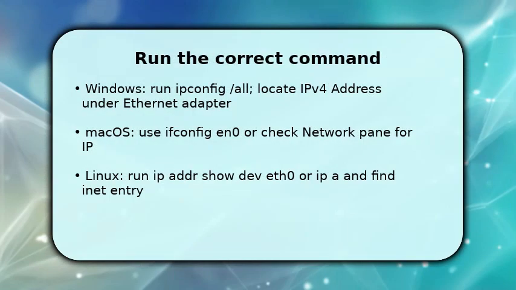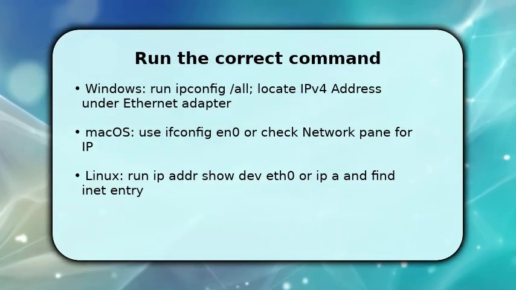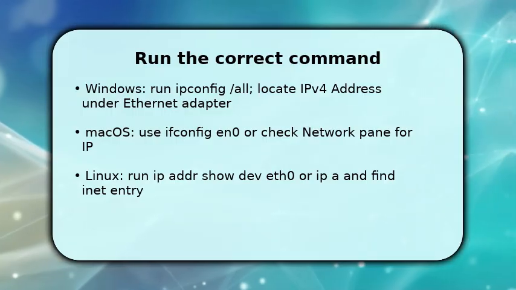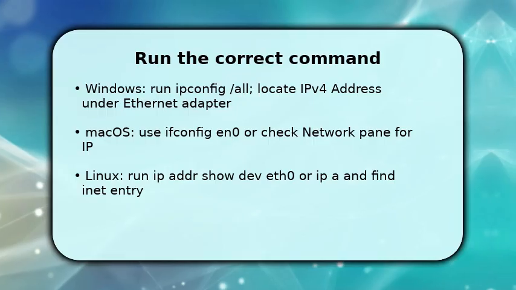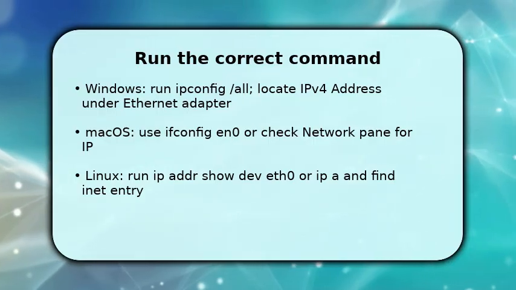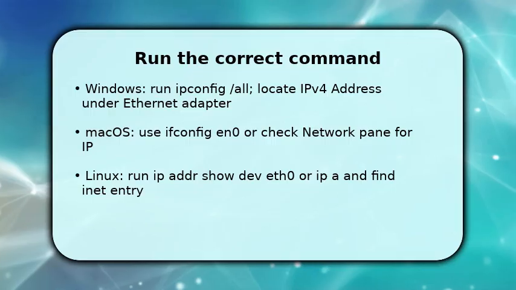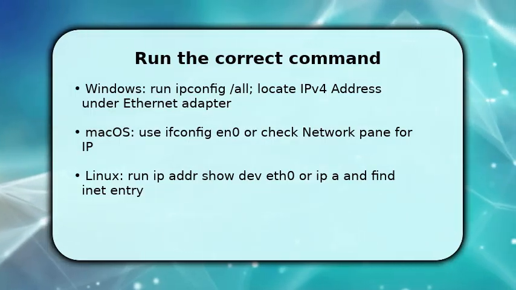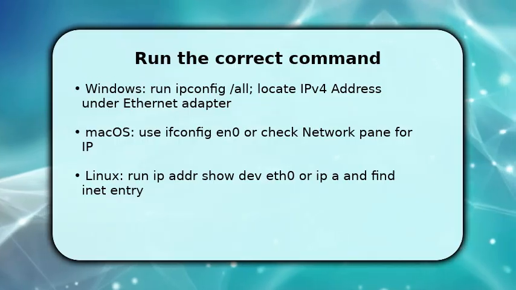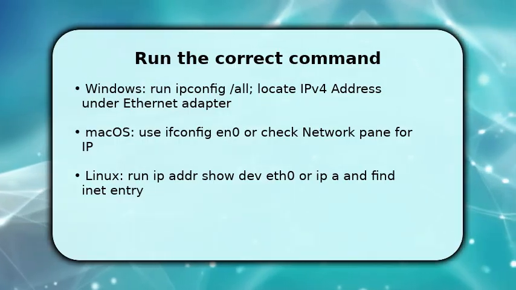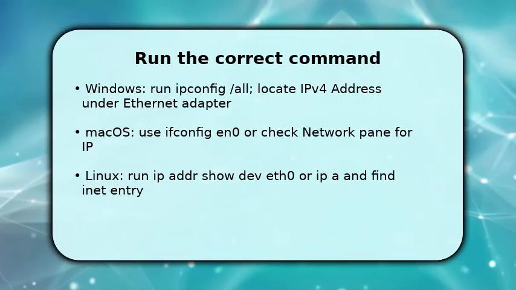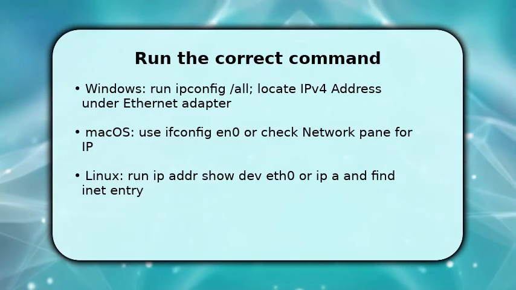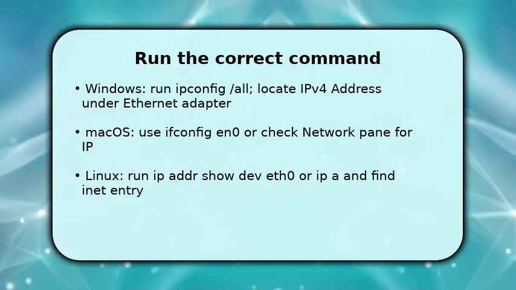Now run the OS-specific command to reveal addresses. This is the core action. On Windows, type ipconfig /all and find the IPv4 address under the Ethernet adapter. Note the number. On macOS, either check System Preferences Network for the active Ethernet entry or run ifconfig en0 and read the inet line. On Linux, run ip addr or ip addr show dev eth0 and locate the inet field. These outputs show both the IP and subnet, which explain how your machine is addressed on the LAN.